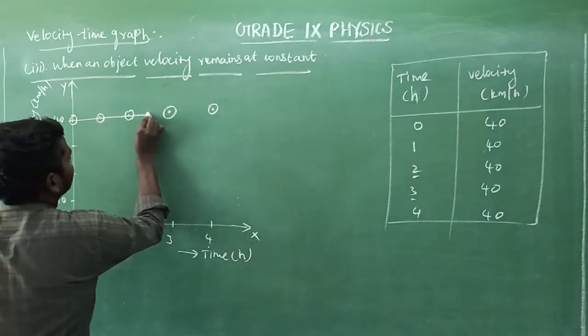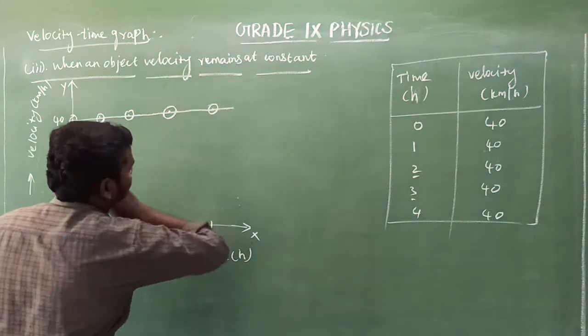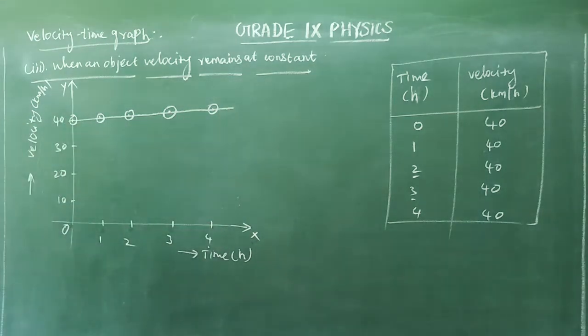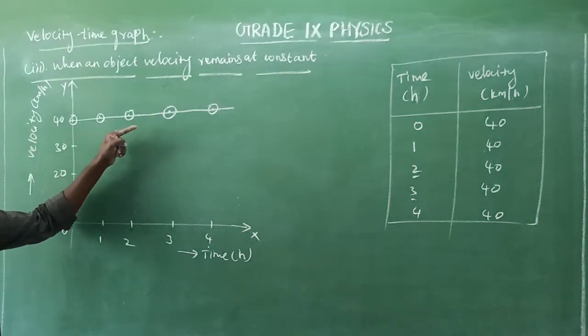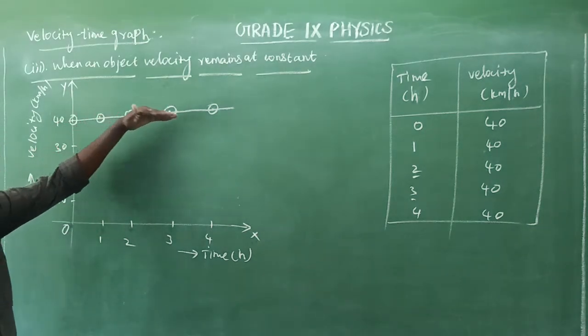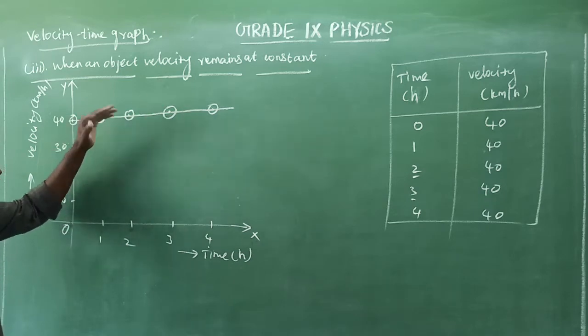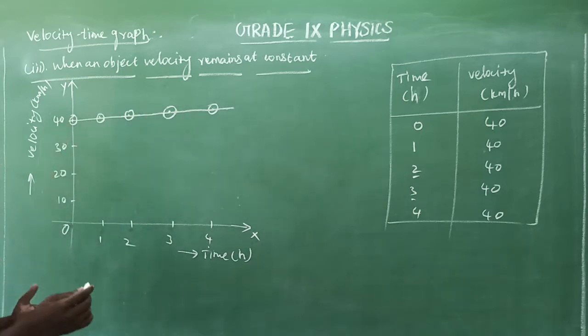The graph will be like this. This is a straight line. Can you see this clearly? Yes. This is a straight line. Next, come to the point.